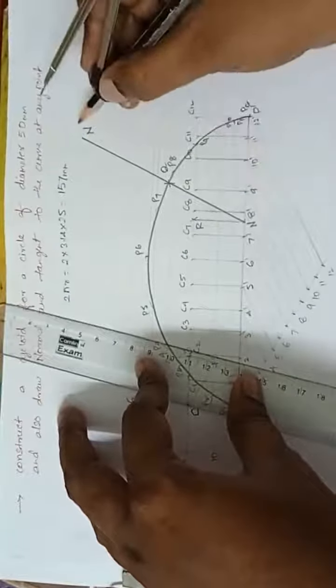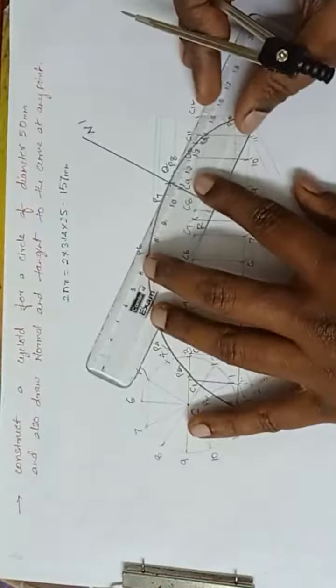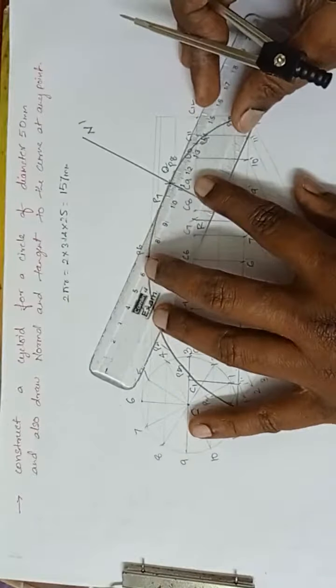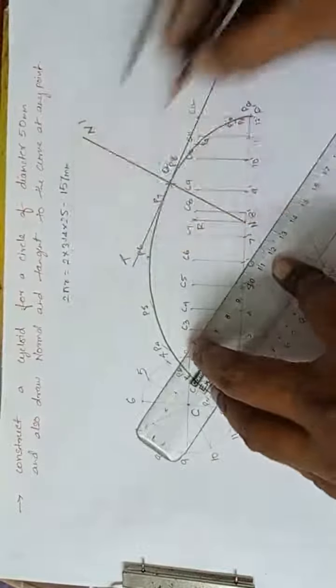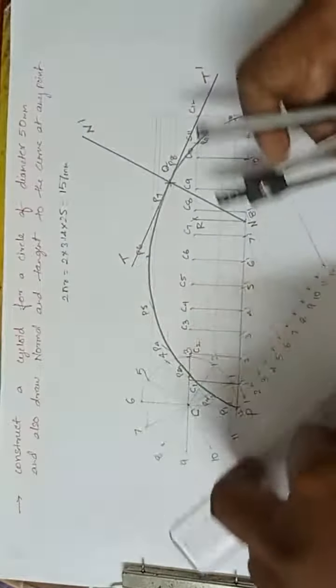So this is N and this is N dash. Perpendicular to the normal is what? Tangent. We know that, this is basic knowledge. So this is T and T dash. So this is the normal and tangent for a cycloid.